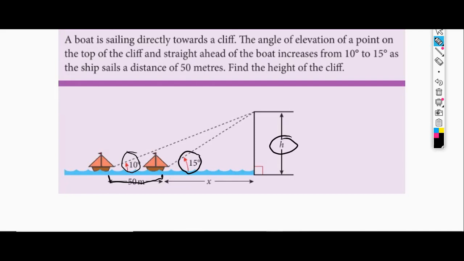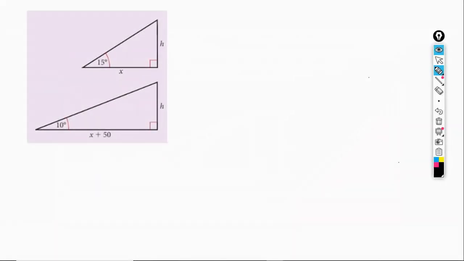So they want us to find the height of the cliff. So notice that we have two triangles here. This is one right triangle, this one with a 15-degree angle of elevation. But we would also have one with a 10-degree angle of elevation. And everything should be in terms of h and x. So what we're going to do is go to the next slide where I have separated those two triangles in order to solve this problem. So let's erase this and let's move on to the next slide. So here we are on the next slide, and we've separated the triangles, as you can see.